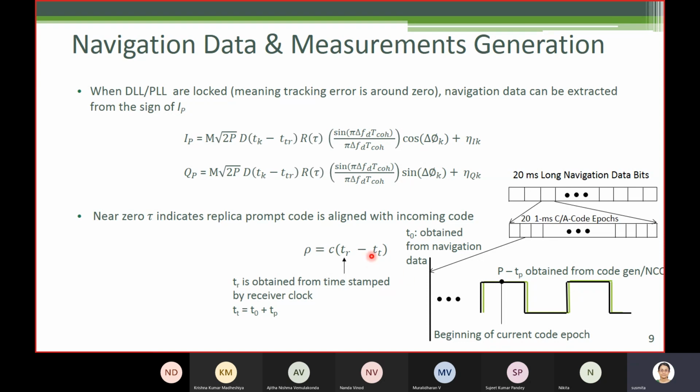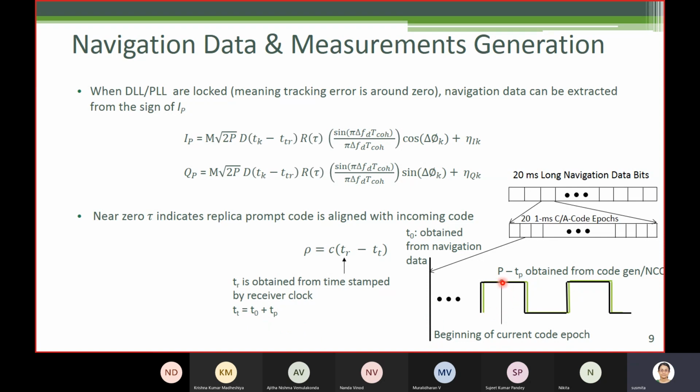TT has two parts, okay? T naught plus TP. T naught is a coarse component, whereas TP is a fine component, okay? We get T naught from the navigation data, and TP we get from the code generator and NCO. How, and what are they?